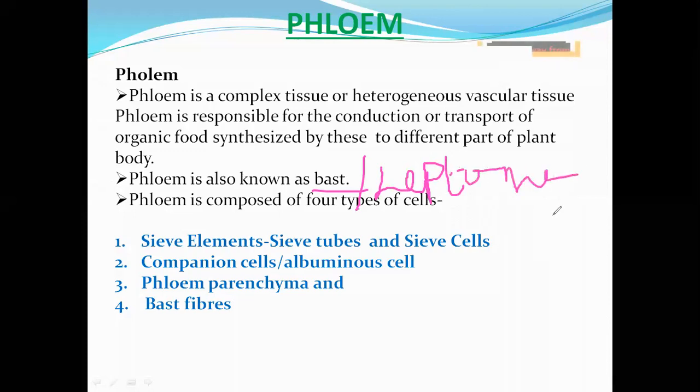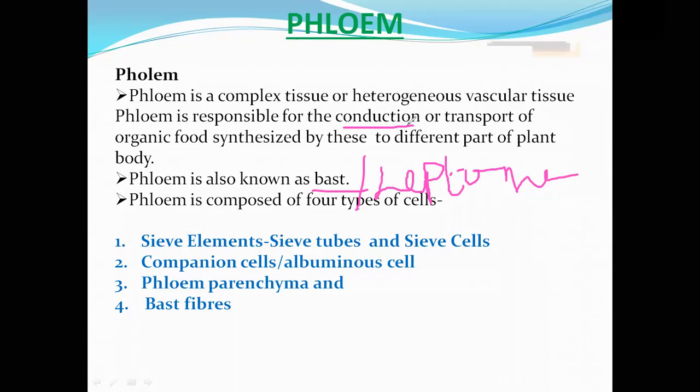So this phloem is generally meant for conduction or transport of food material which is synthesized in different parts of the plant, particularly in the leaves. Whatever food material is synthesized in the leaf has to be transported to all parts of the plant. That happens through the phloem only. So it is also a complex tissue.